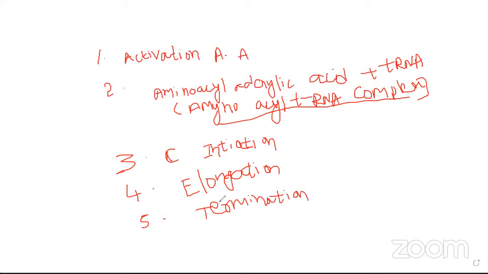The stages are clear. First, activation of amino acid. Second, amino acyl tRNA complex formation. Third, the important one, initiation. Fourth, elongation, and then termination. Steps are clear? Now first, how it is activated. Let's see the activation process.